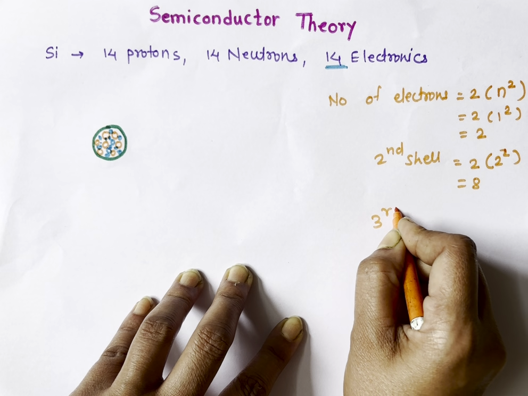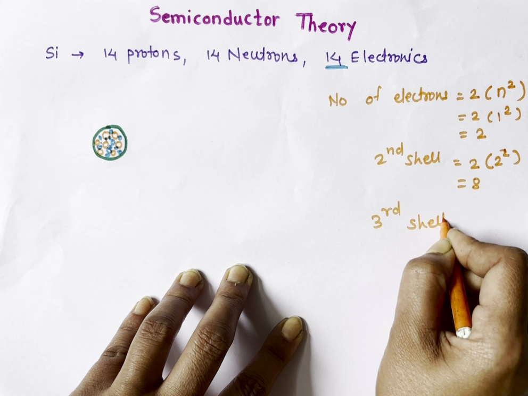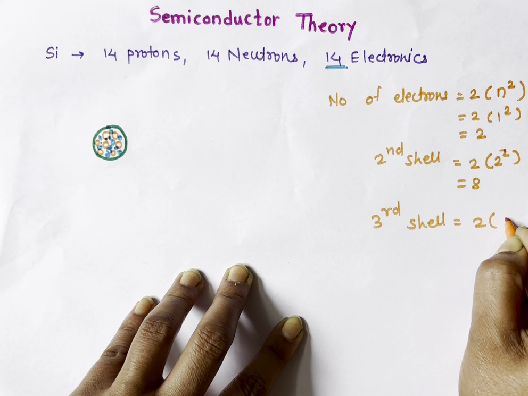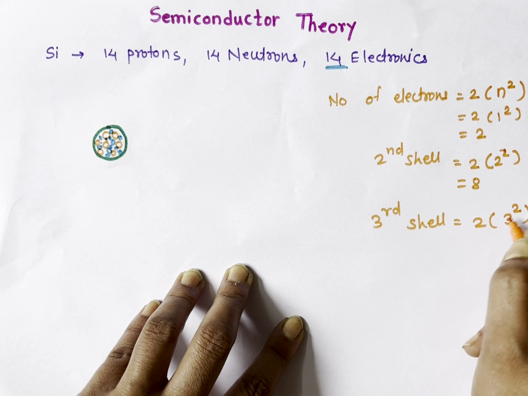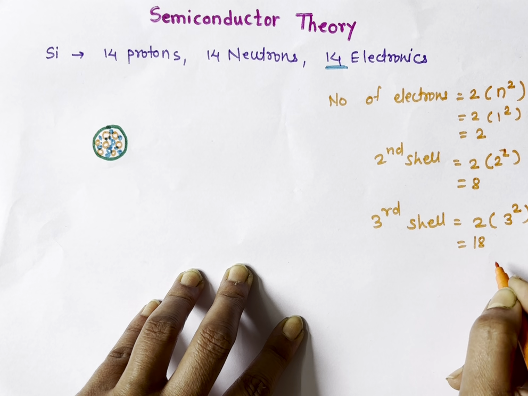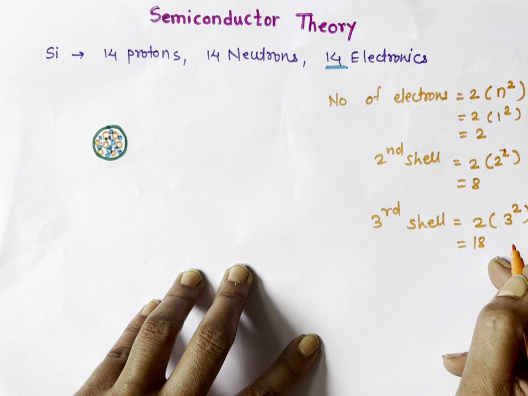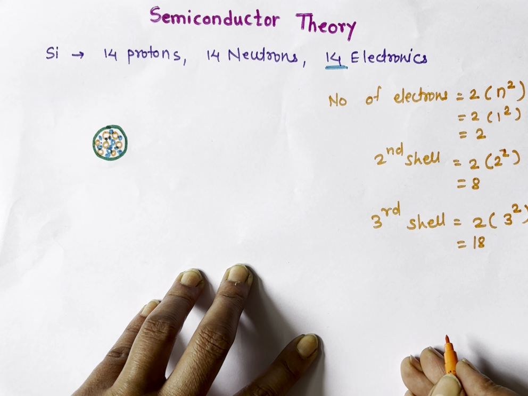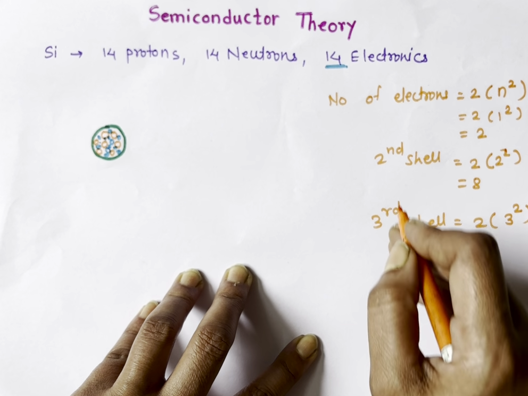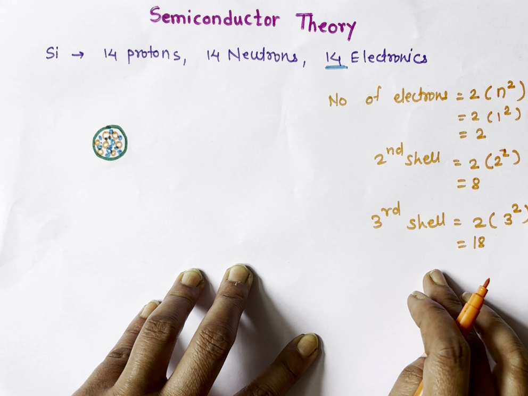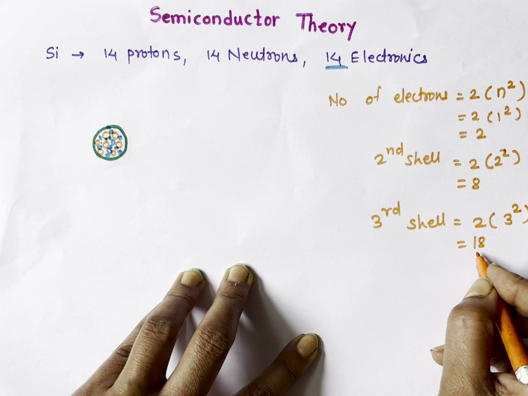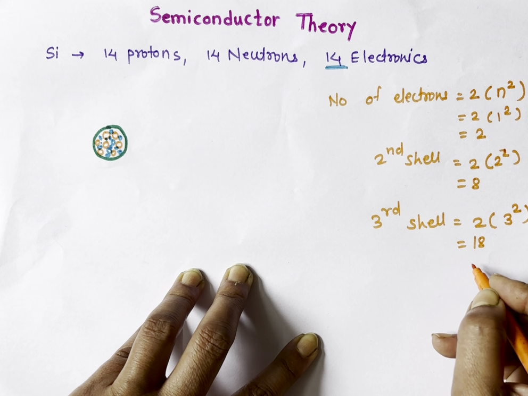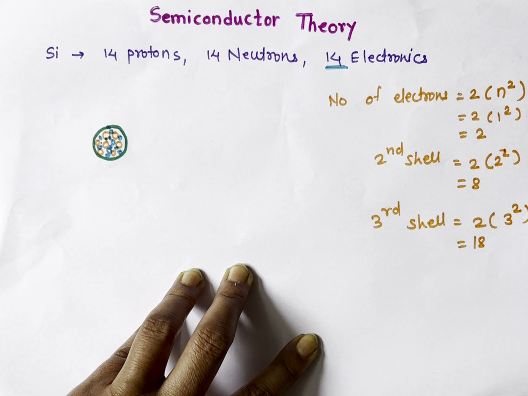In the third shell, 2 into the square of 3. The square of 3 is 9, into 2 is 18, so a maximum of 18 electrons are present in the third shell, and so on. But it is not standard. It is not like in every atom electrons will be distributed in this way only. But these are the maximum electrons which can be present in each shell.